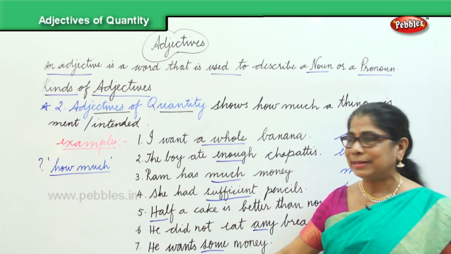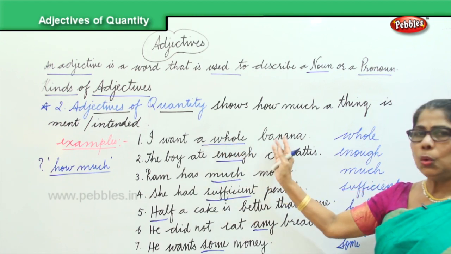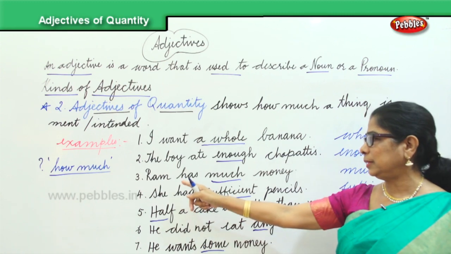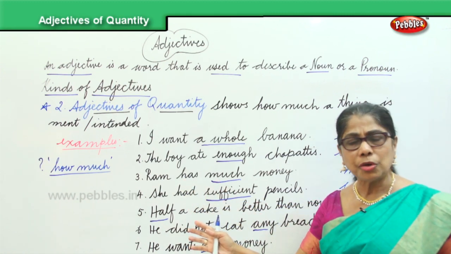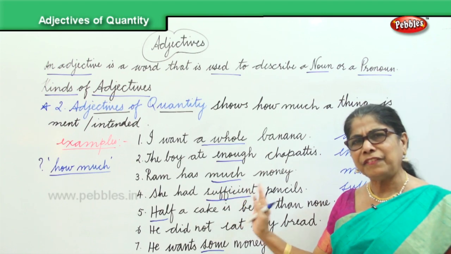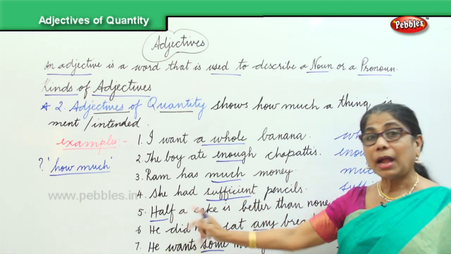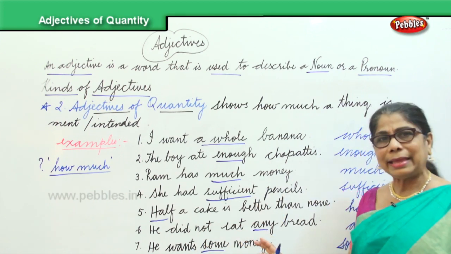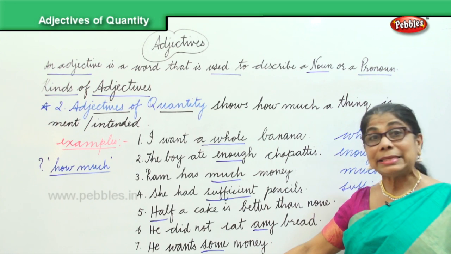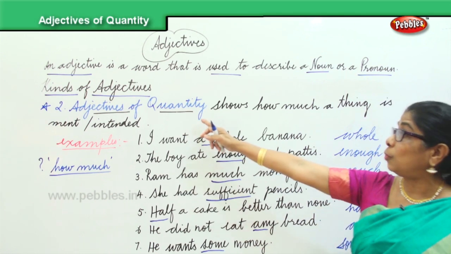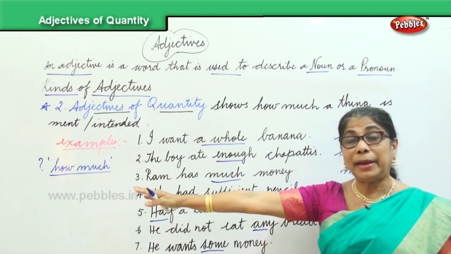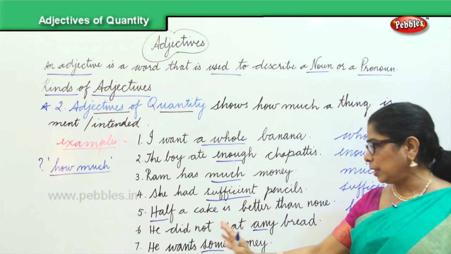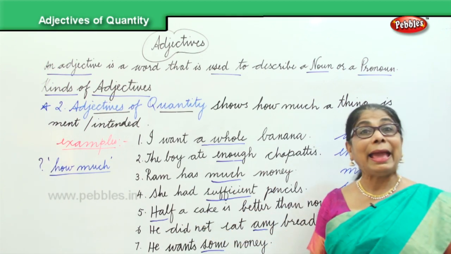So when you look at these sentences, I want a whole banana. The boy ate enough chapatis. Ram has much money. She had sufficient pencils. Half a cake is better than none. He did not eat any bread. He wants some money. Adjectives of quantity answer the question how much. Whole banana, enough chapati, much money, sufficient pencil, half a cake and some money.